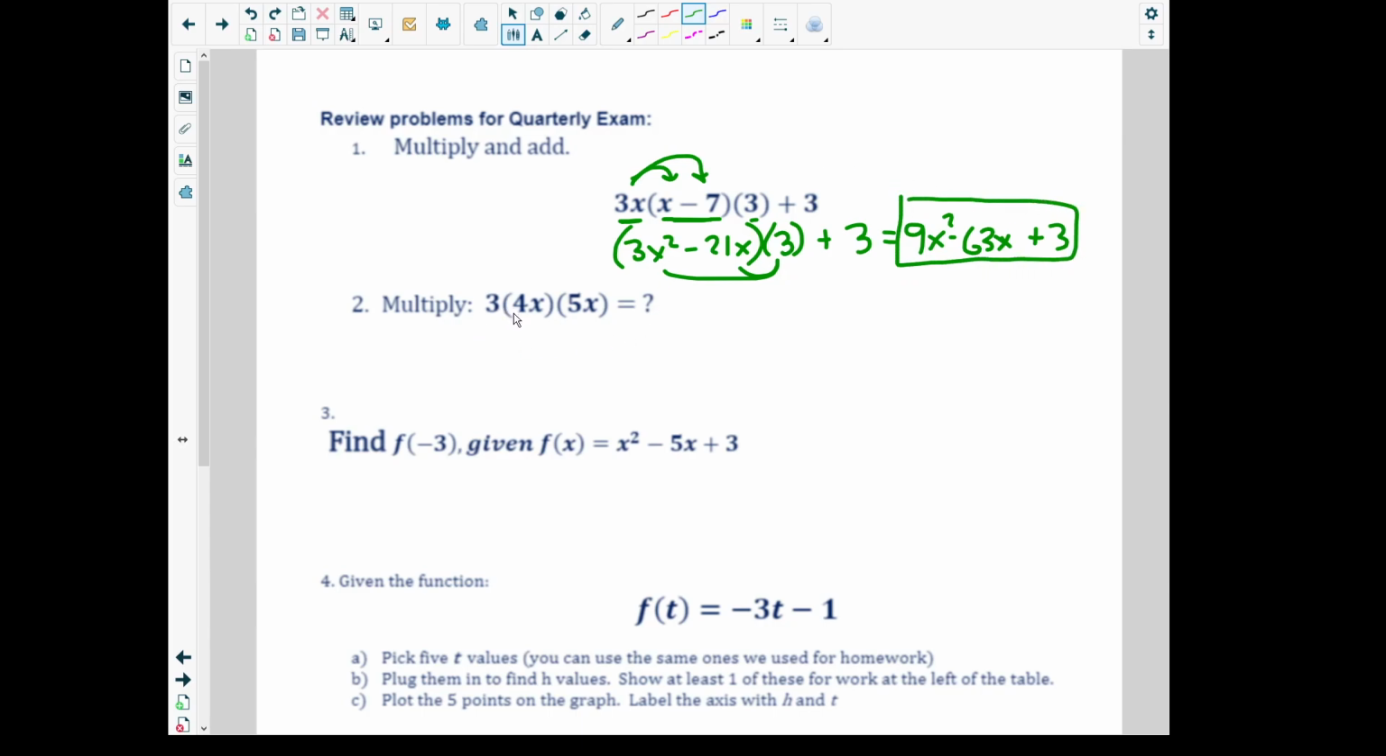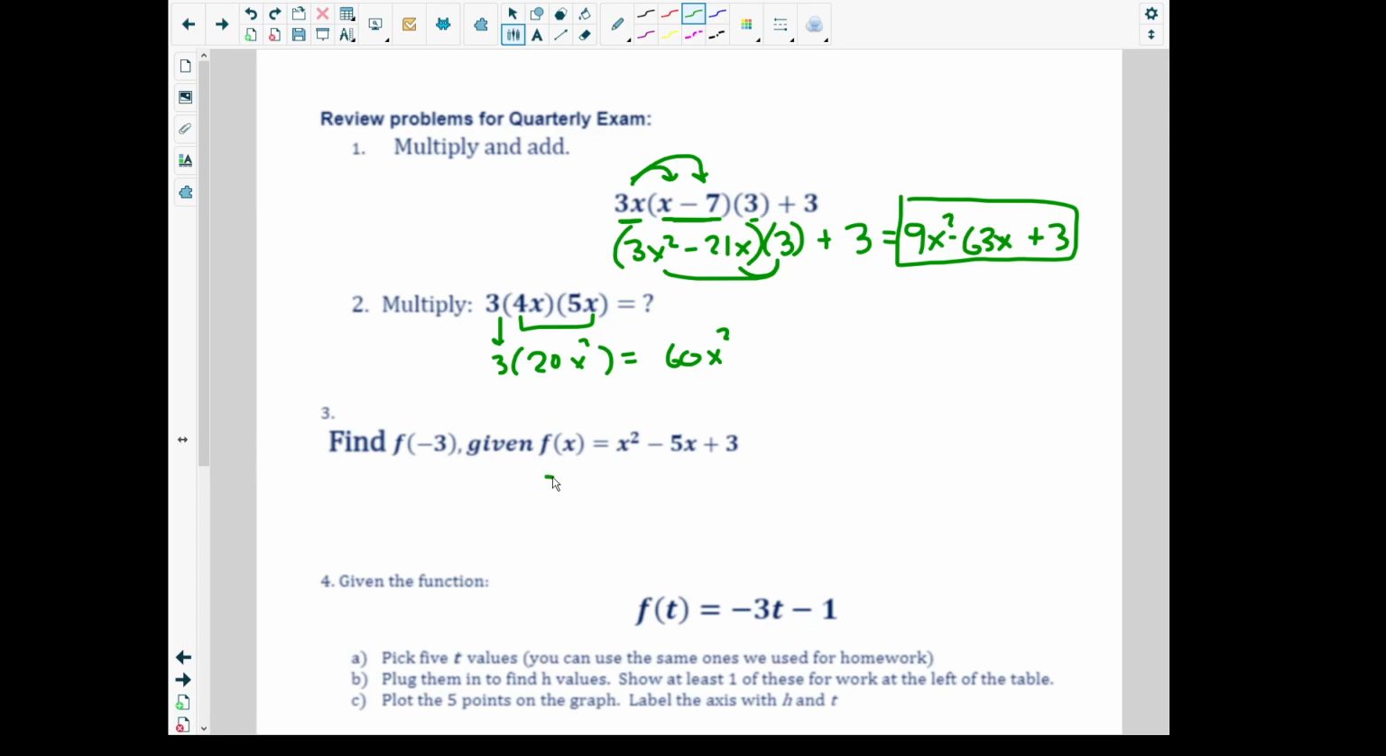Okay? Same thing here. Now, you can multiply the 3 first if you want to. I don't usually recommend that. It's usually easier to do these 2 first. So I'm going to bring the 3 down, and it's not going to go away. And I'm not dropping parentheses, right? But 4x times 5x is 20x squared. And then that's just 3 times that, which is 60x squared.